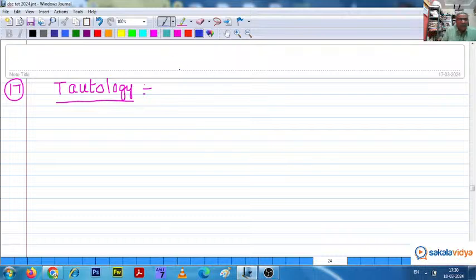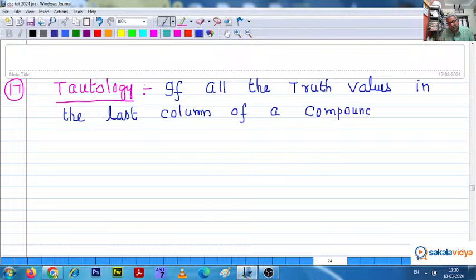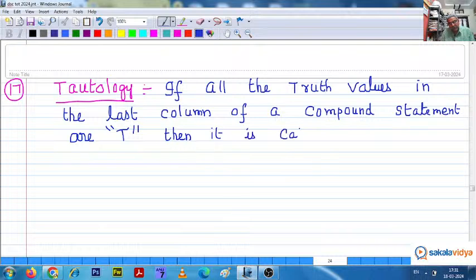Actually, let us see once again. If all the truth values in the last column of a compound statement are T, true, then it is called a tautology.